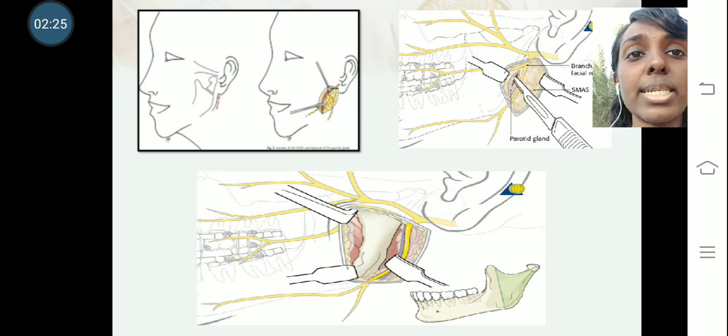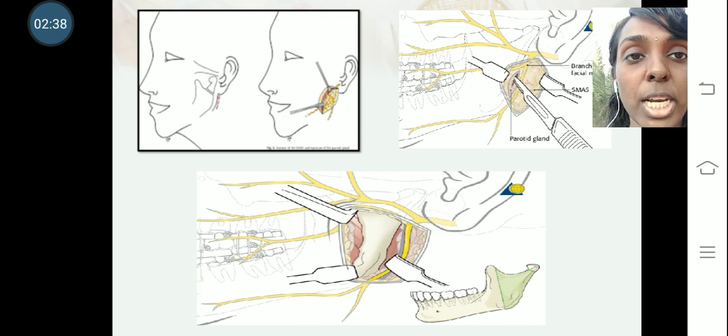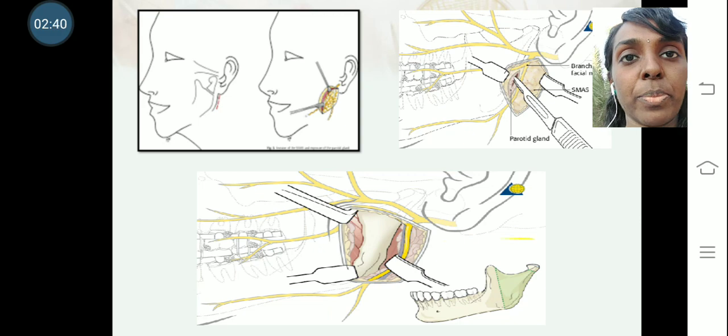Let me show it in a schematic diagram. A retromandibular skin incision is made, dissection is done, the parotid gland is bluntly dissected, the fracture site is exposed, the fracture fragment is repositioned, mini-plate fixation is done and suturing is done.